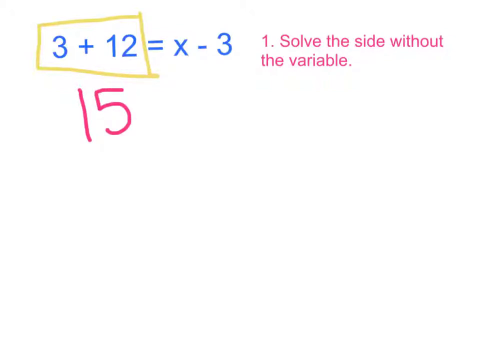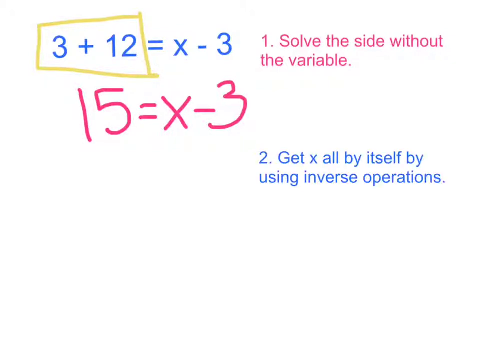Now, after you solve the side without the variable, go ahead and rewrite the other side just so that you can keep all of your information organized and so you kind of know what you're doing. The second step is you need to try and get x all by itself. Okay, that's the variable. Remember, x all by itself by using inverse operations. So we're trying to pretty much get x alone. I know, it's sad, it doesn't seem right, but that's the purpose of this. We're trying to solve for the unknown number.